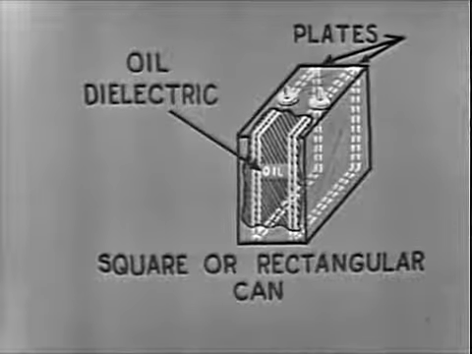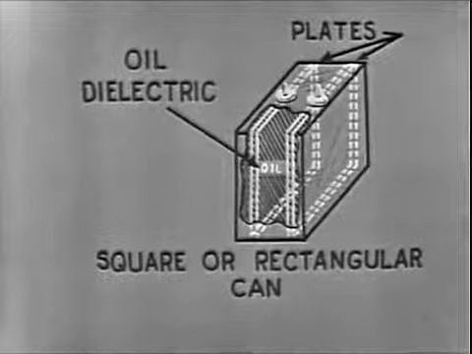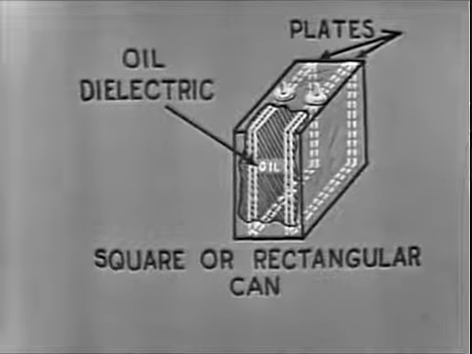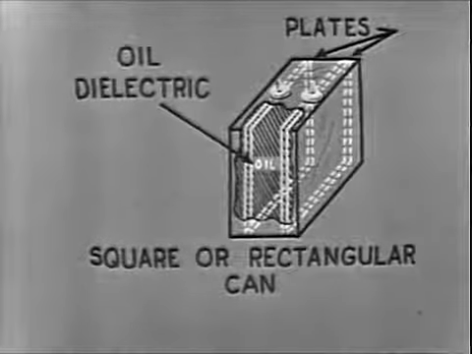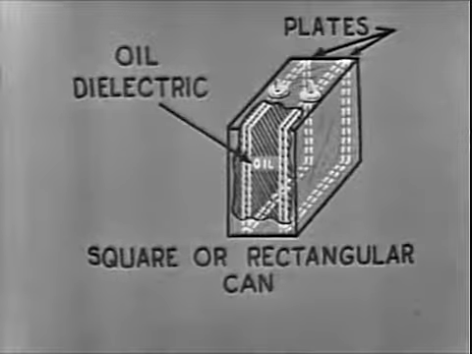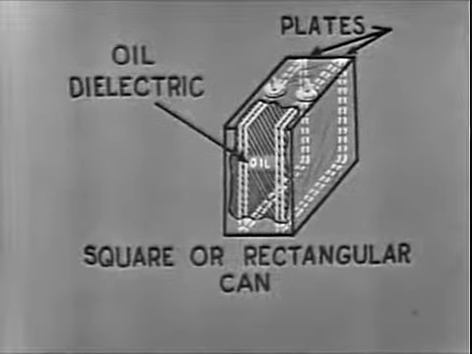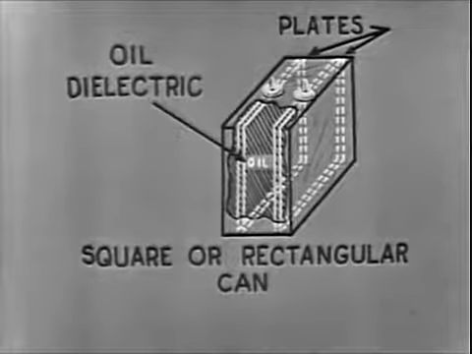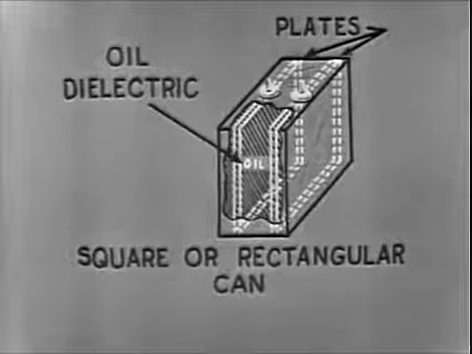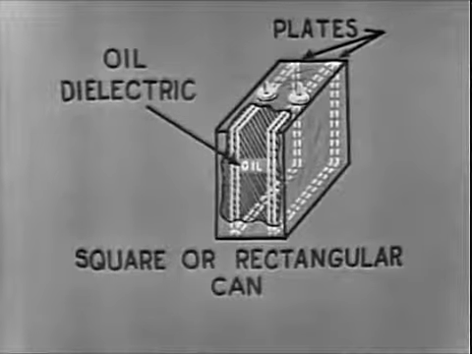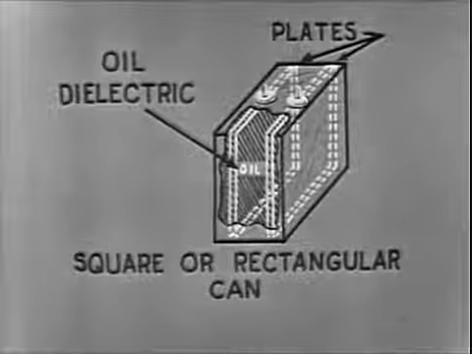Now, there's one other capacitor in a metal can which we should discuss. This one takes the shape of a square or rectangle. The square or rectangular capacitor uses oil for a dielectric. The oil dielectric capacitor provides all the advantages of the electrolytic type. That is, it has the same large capacitance and is reasonably small in size, and in addition, it has one very important advantage over the electrolytic capacitor.